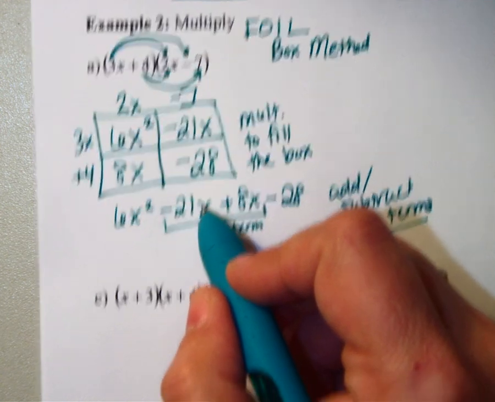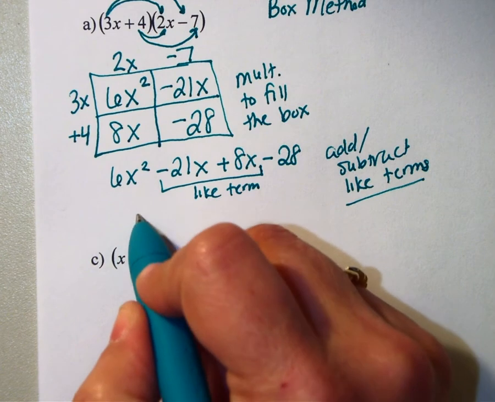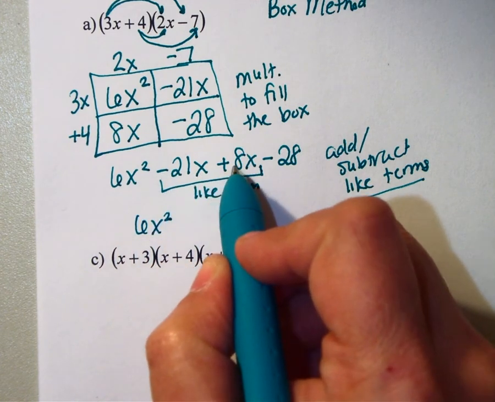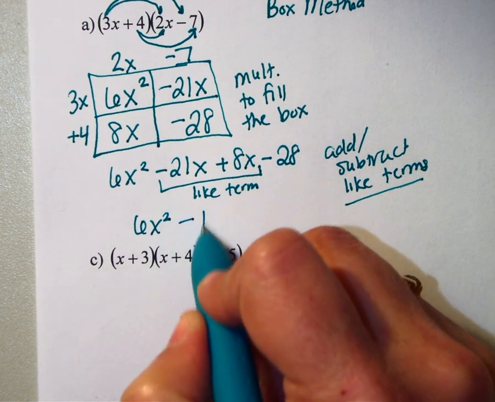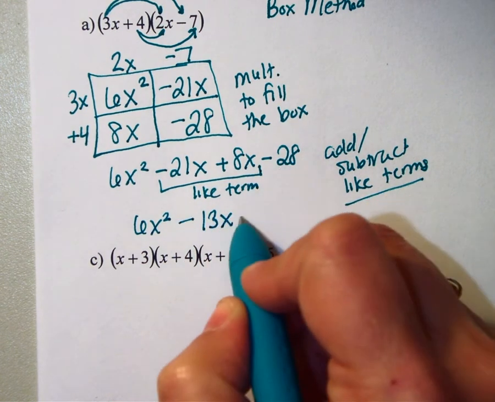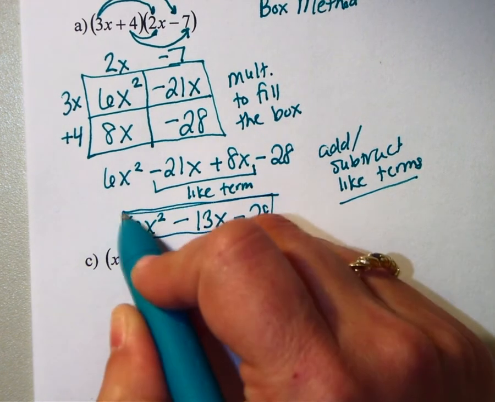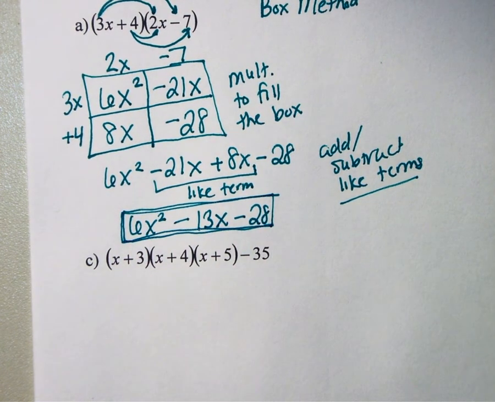So if I put them together, I get 6x squared. A negative 21 plus a positive 8 is going to give me a negative 13x. And then poor negative 28 on the end doesn't have a buddy either. So there is my final answer: 6x squared minus 13x minus 28. There is my final answer.